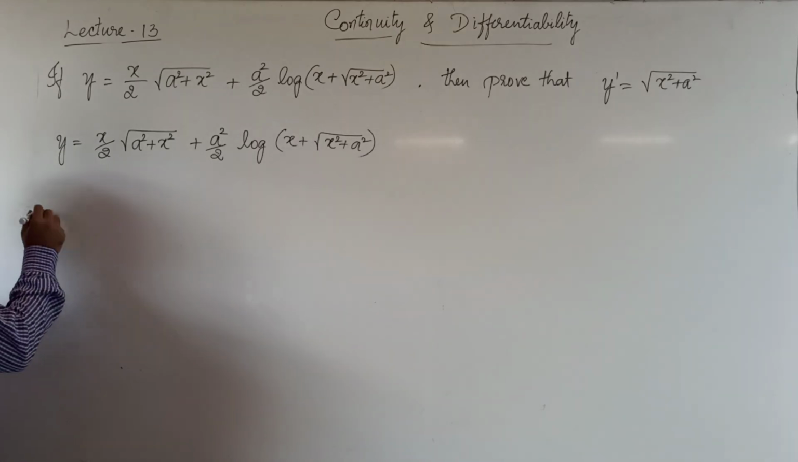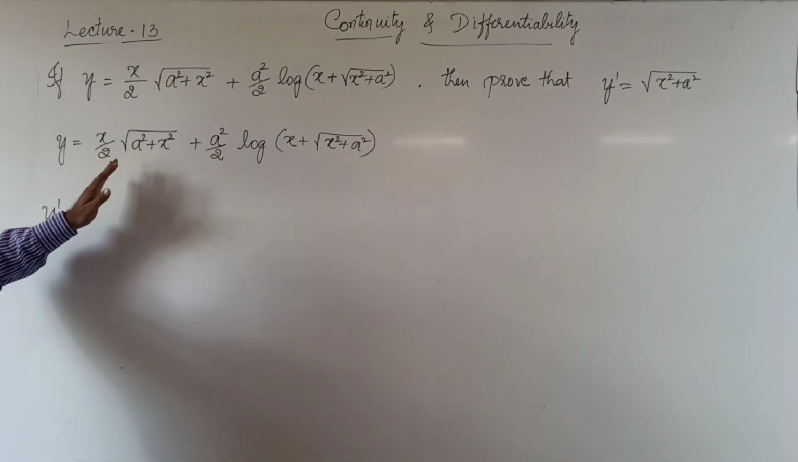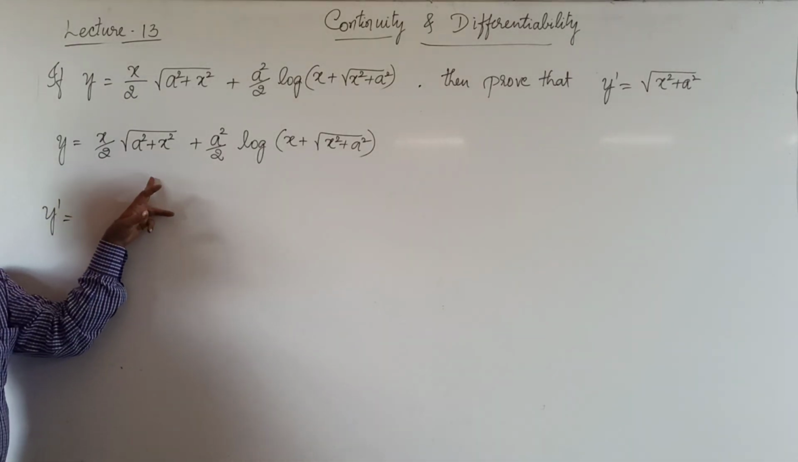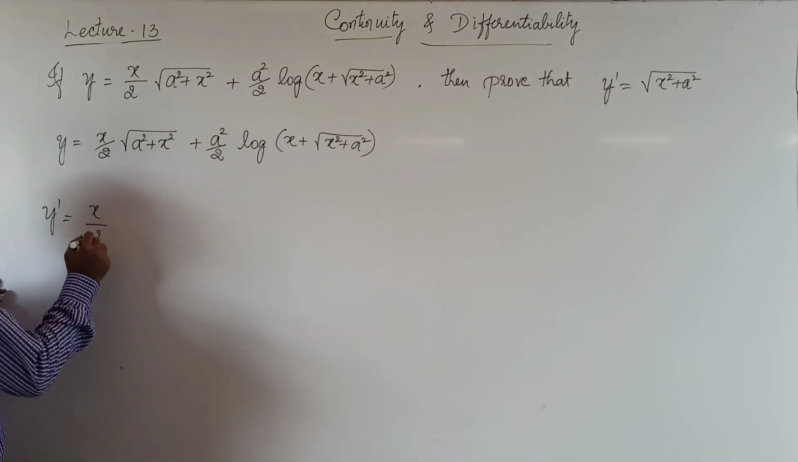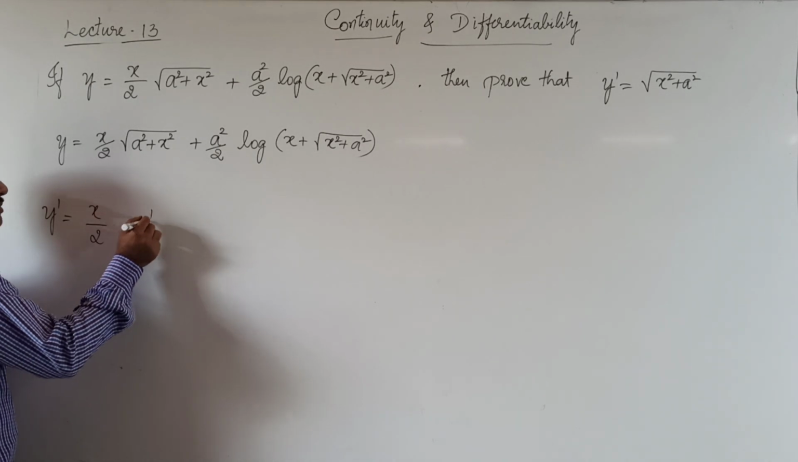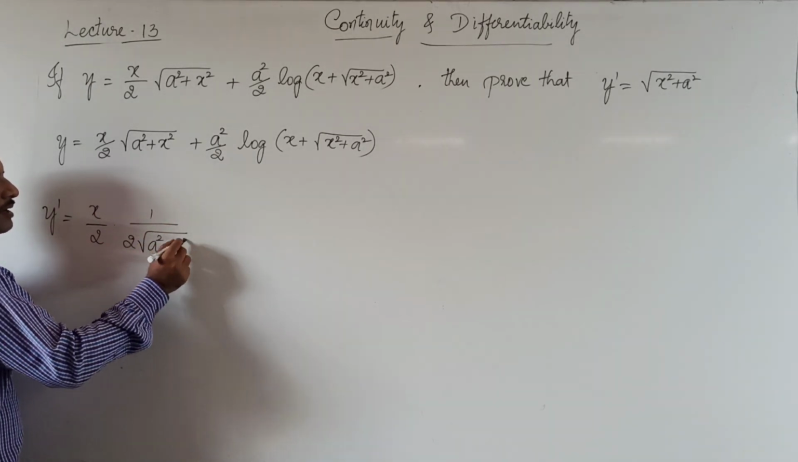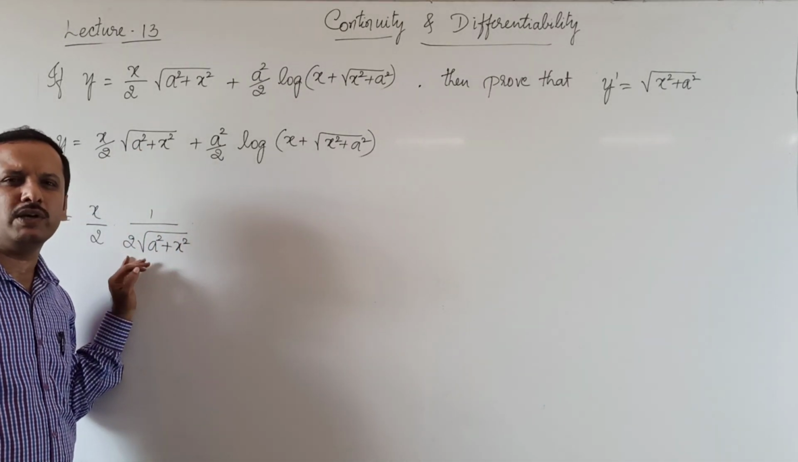Now let us differentiate this. y dash is equal to... so if I differentiate it, it's a product of two functions here. I'll use the product rule: first function into derivative of the second plus second function into derivative of the first. So x by 2 into the derivative of root a square plus x square, which is 1 by 2 root a square plus x square, because it's of the form root x. Derivative of root x is 1 by 2 root x.